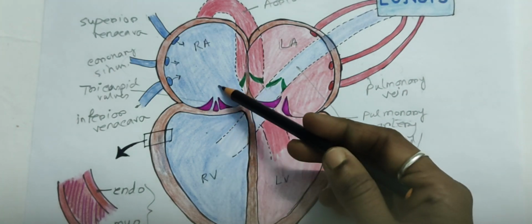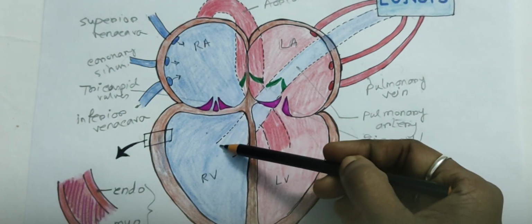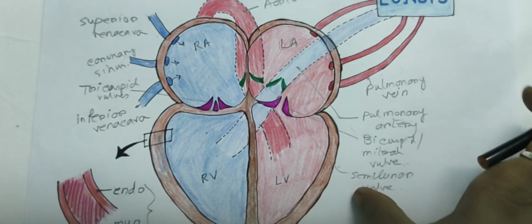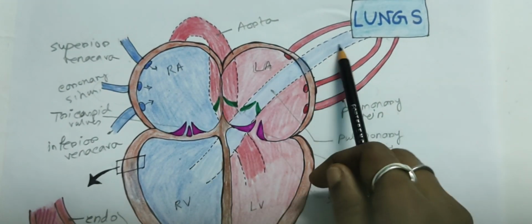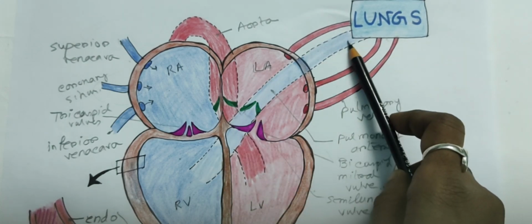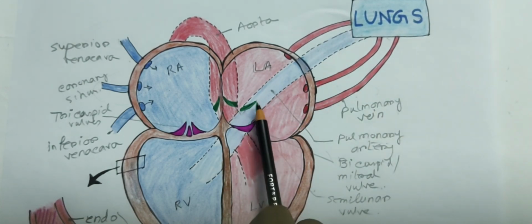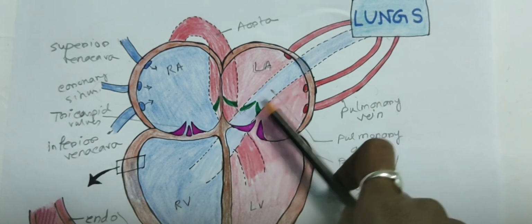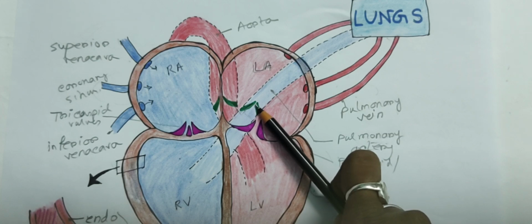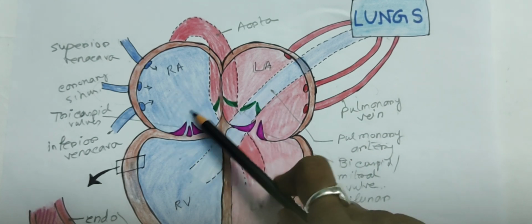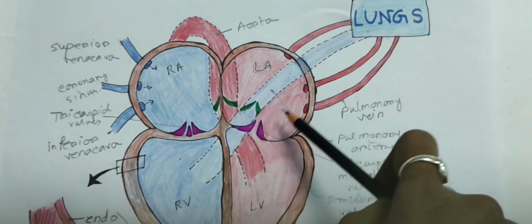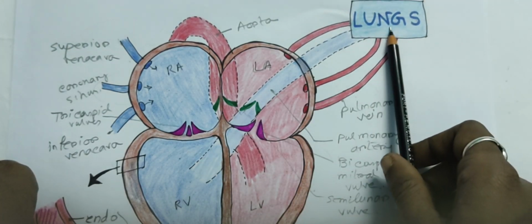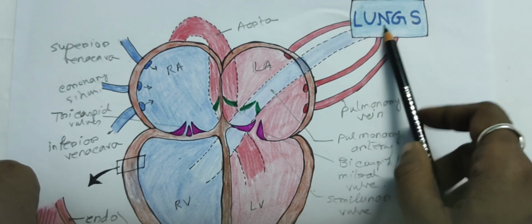So when the blood comes from the right auricle to the right ventricle, it is ready for transportation to the lungs. Now this blood goes to the lungs through the pulmonary artery. When it enters the pulmonary artery, the valve closes. In that way the process is going on. Now the deoxygenated blood goes to the lungs for purification.